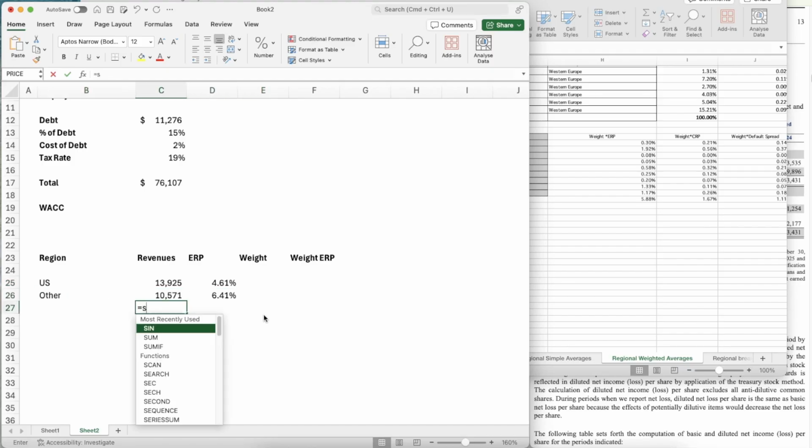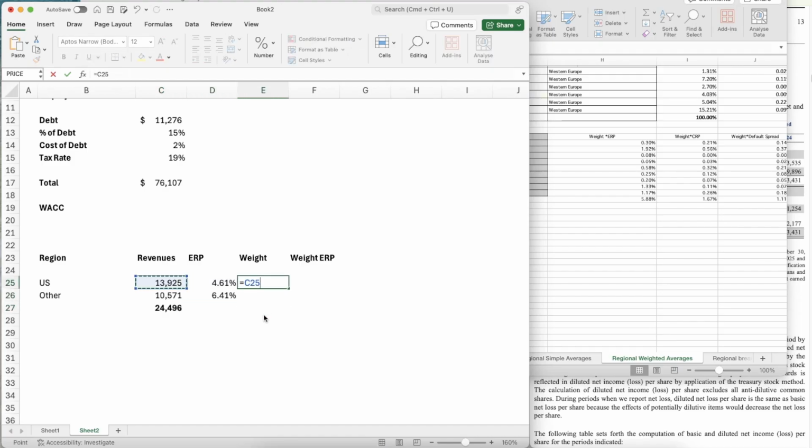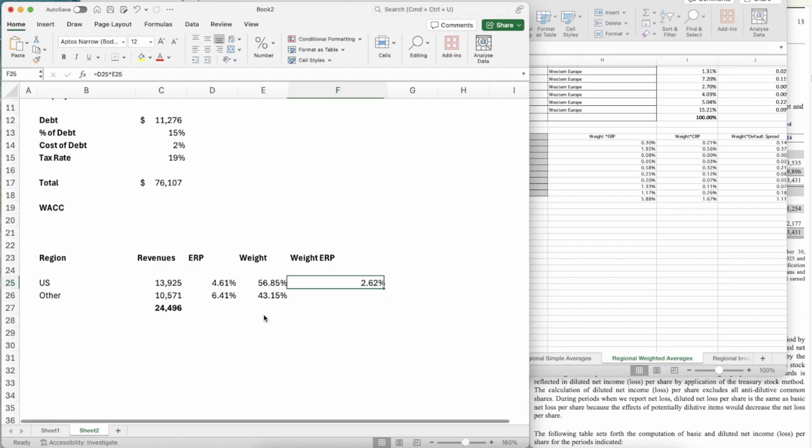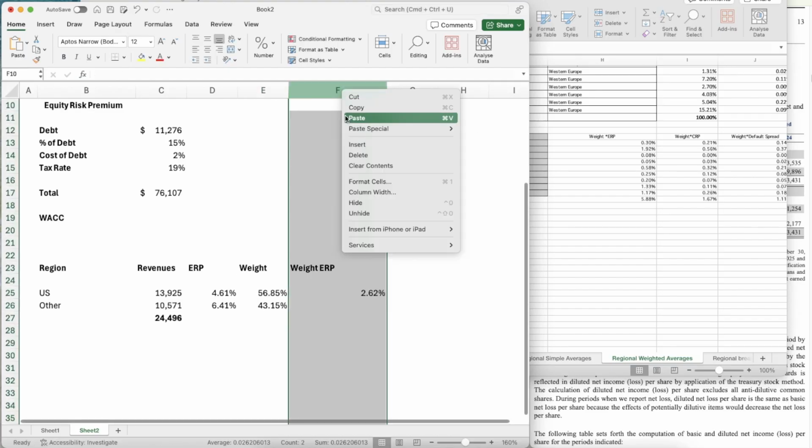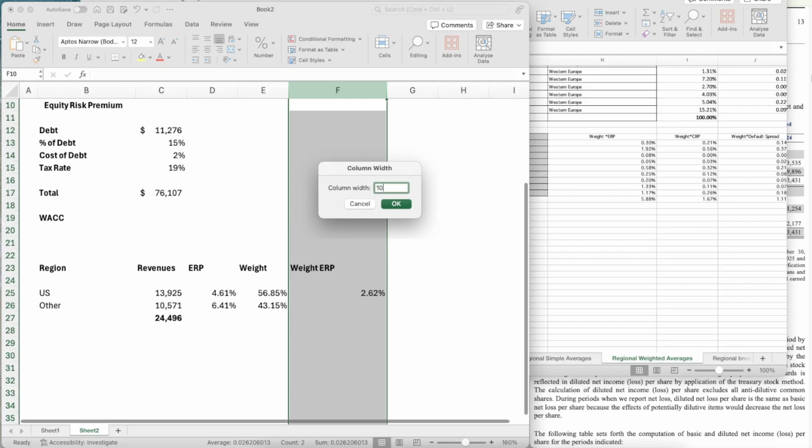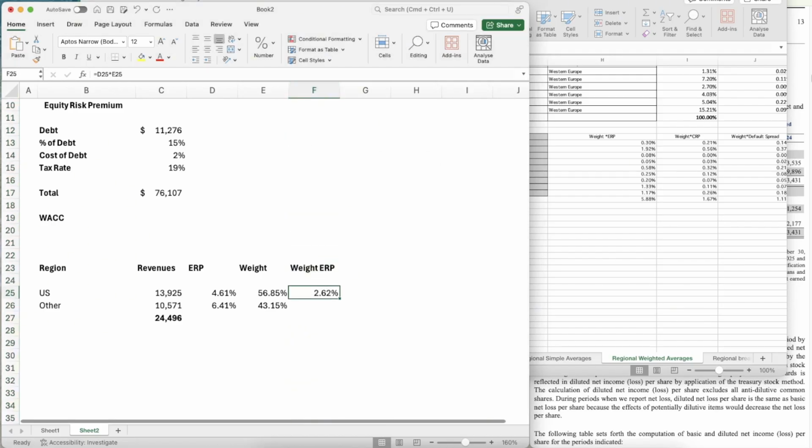So go equals sum. The weight, so the US is more than 50% of revenues. Do the same for other. Now the weighted ERP is, you take the ERP multiplied by the weight. Put it back to 10. Go. 5.39.